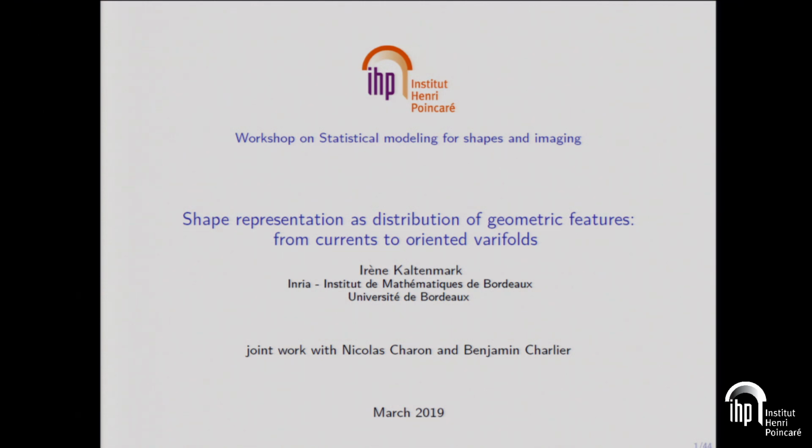And varifold have been introduced by Nicolas Charon. And more recently, we present with Nicolas Charon and Benjamin Charlier a common framework for all this concept of shape representation by distributions that encompasses kernels and varifold. So I thought this was a good opportunity today to do some recall on the basic properties of this object, since they are more and more used in the application for medical image analysis.